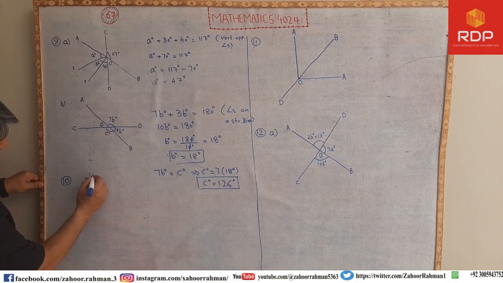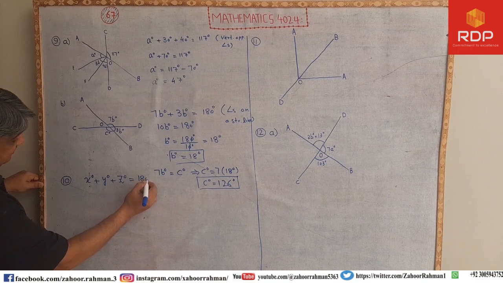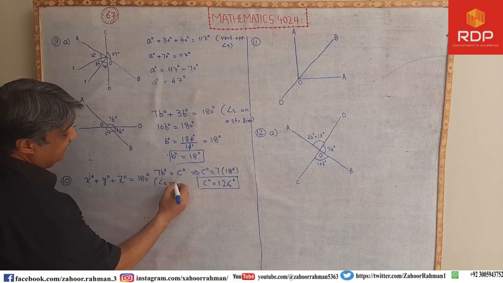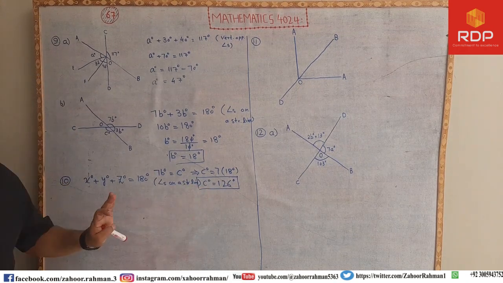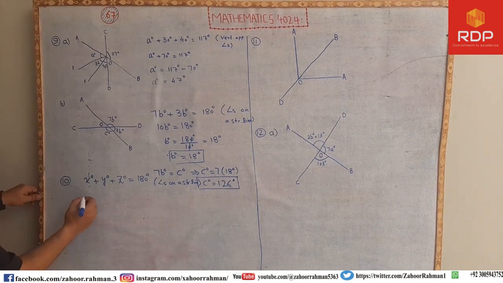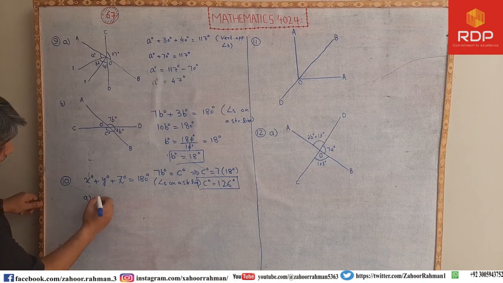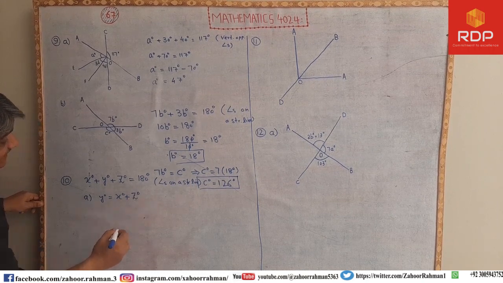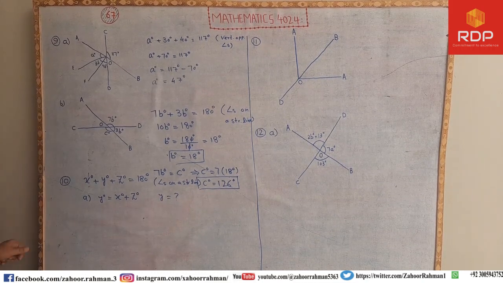And let us write it. X plus Y plus Z is equal to 180 degree, and we have angles on a straight line. This must be the theorem. Okay, so far so good. Then the A part, they are saying that if Y degree is equal to X degree plus Z degree, find the value of Y. We have to find the value of Y.